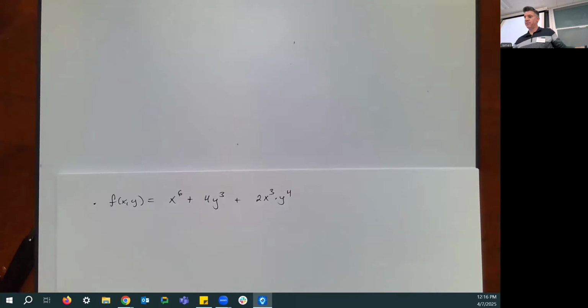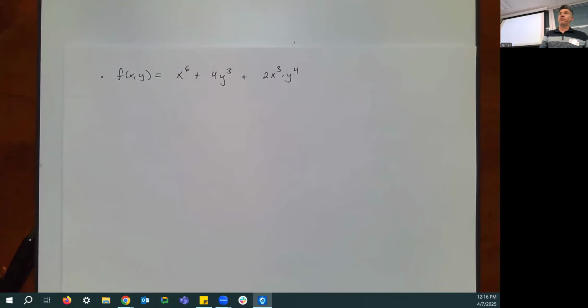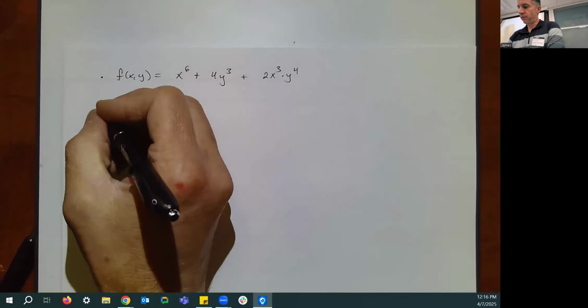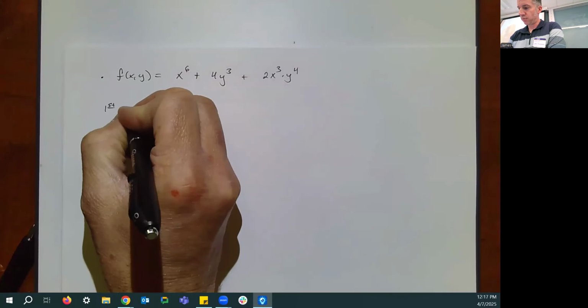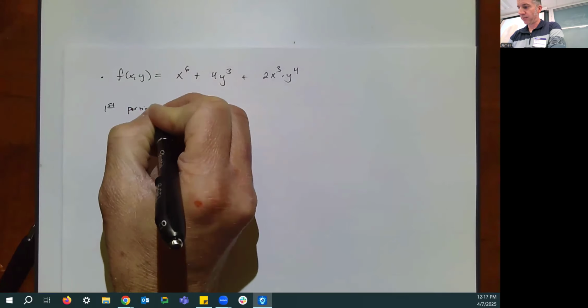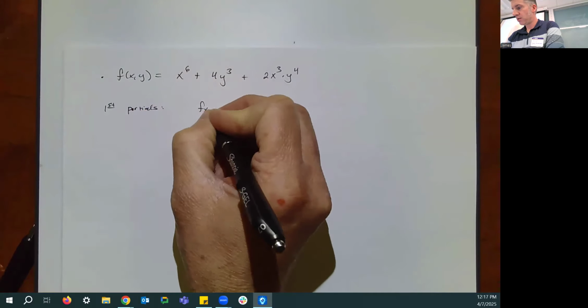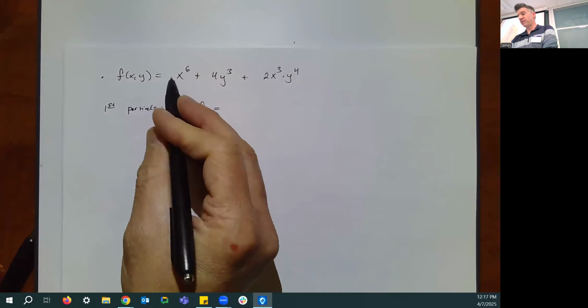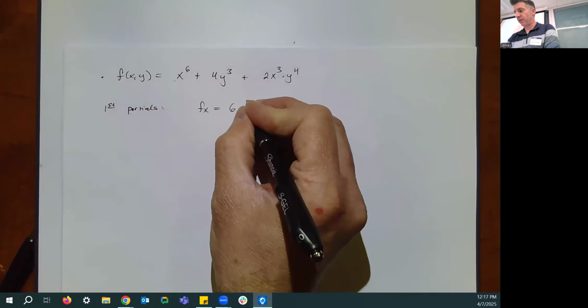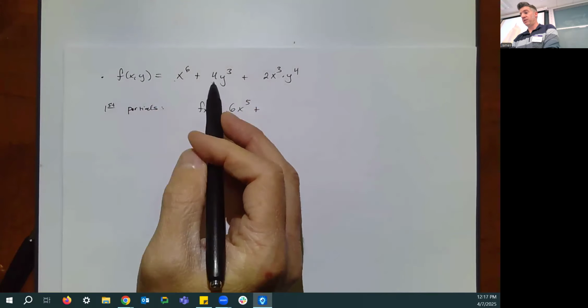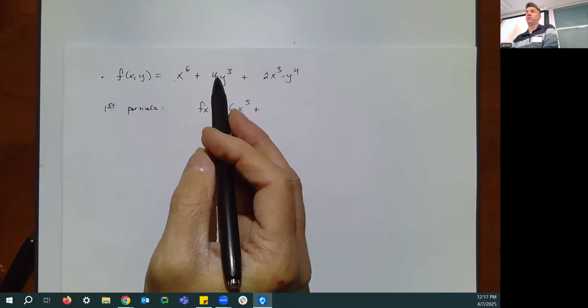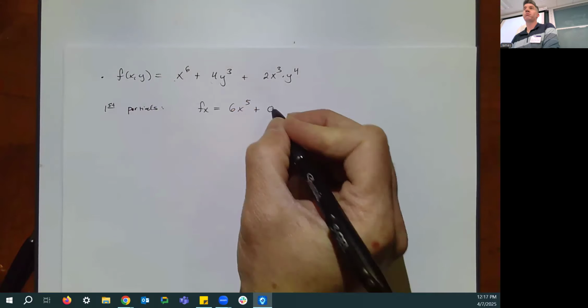We're going to find 6 different derivatives here. We're going to start with just the first partials, meaning fx and fy. So the derivative of x to the 6th is 6x to the 5th. The derivative of 4y cubed, since there aren't any x's in there, is going to be 0.